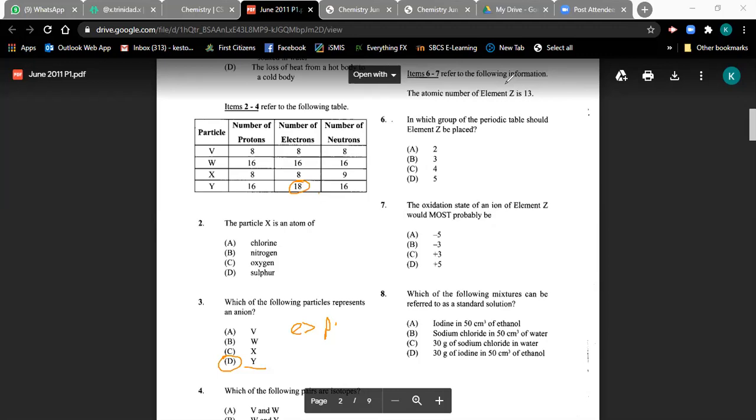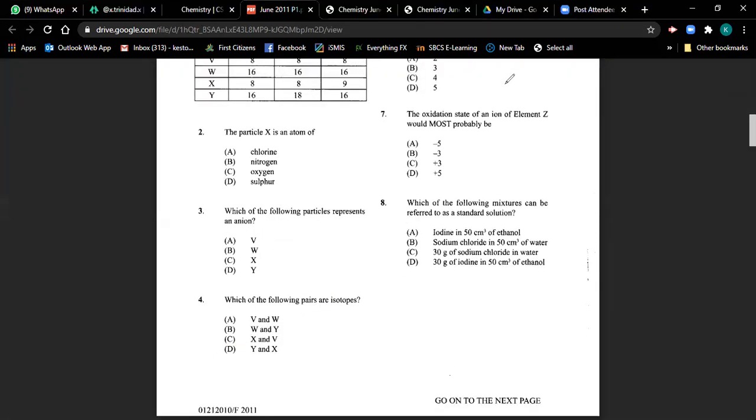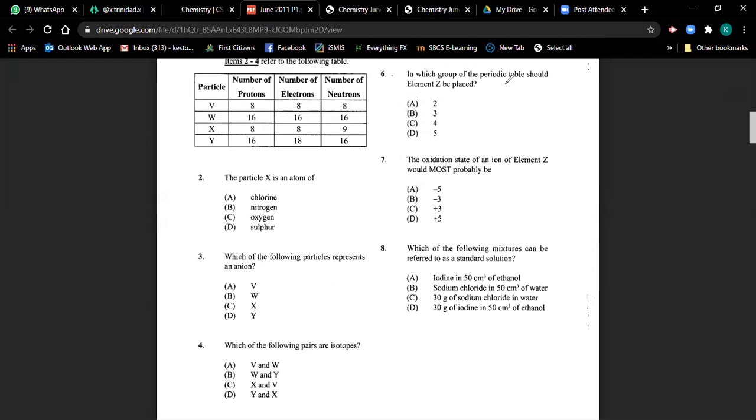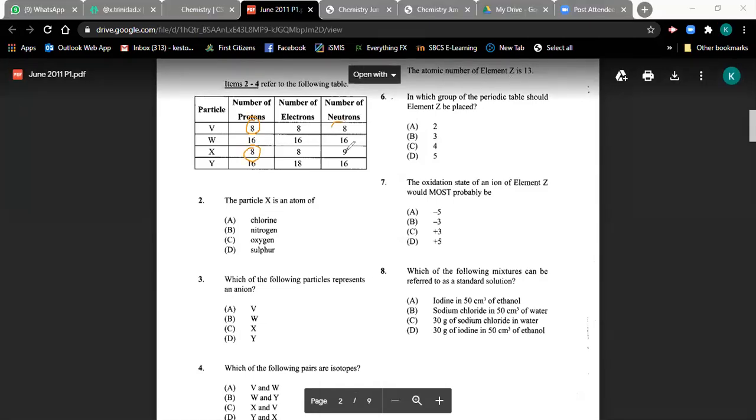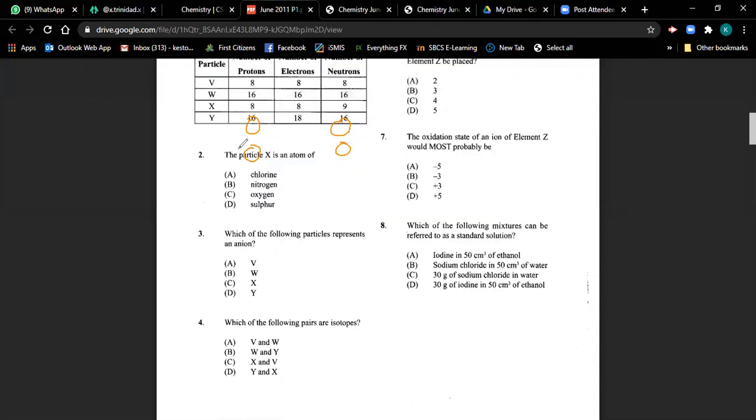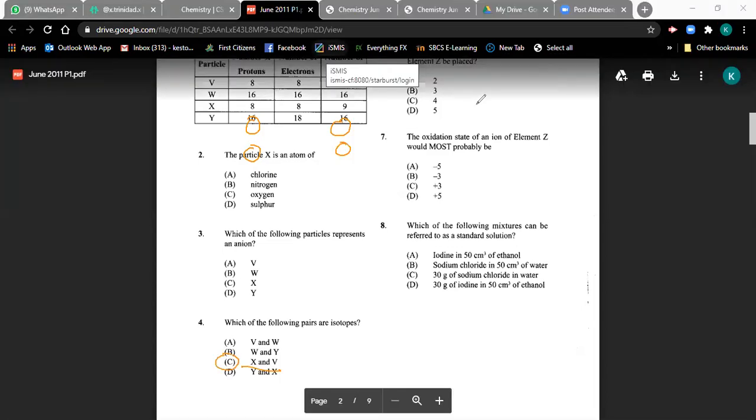Right, this is June 2011. Which of the following pairs are isotopes? Isotopes have the same number of protons but different number of neutrons. They have different mass numbers. So V and X. V and X. C. Right, good.